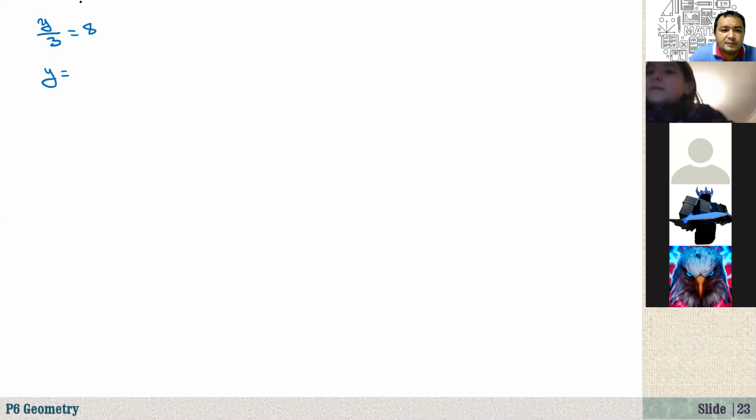So that means what number divided by 3 is 8, right? That is 24, because 24 divided by 3 is 8. Or another way: because y is divided by 3, I can multiply both sides by 3. That means y is equal to 8 times 3, right?